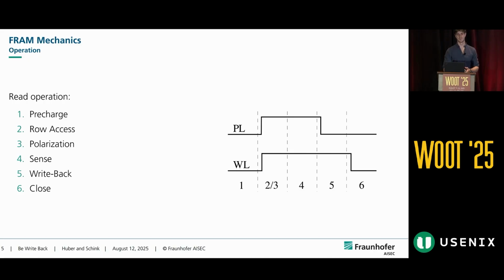Writing to FRAM basically works the same. We can skip the polarization and the sense step, and we just force the sense amplifier into the new state of the memory cell that we want to write to, and then we perform the write-back step. But we will only focus on the read operation.